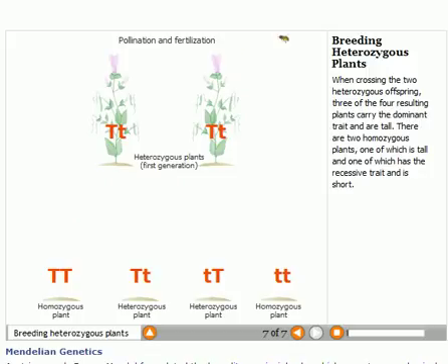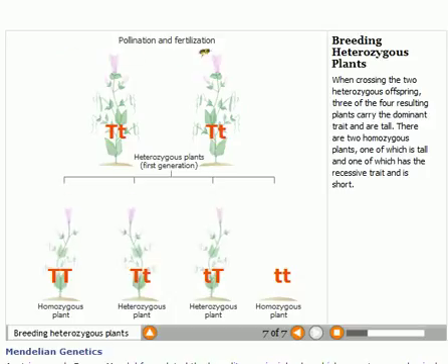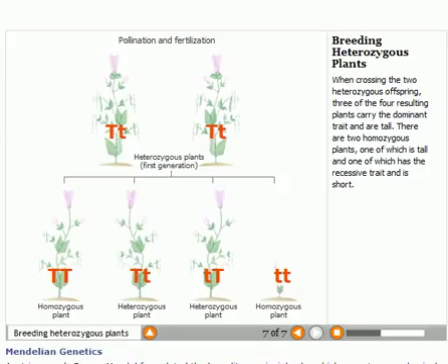When these heterozygous plants are crossed, 3/4 of the offspring carry the dominant trait and appear tall. The recessive trait appears in the remaining 1/4 of the offspring, who receive 2 alleles for short. This type of simple inheritance is one of the many ways that traits are passed from parents to their offspring.